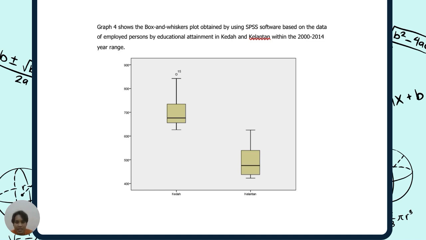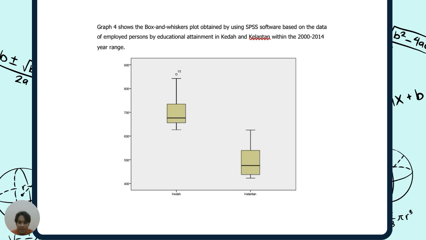On the whisker part, the whisker is the extent from the edges of the box to the smallest and largest values within 1.5 times the IQR. And an outlier is any point beyond the whisker, considered an outlier, which may indicate exceptional cases in employment based on education. So we can compare on the median. On the median, Kedah likely has a median around 700. Yes, and the Kelantan median appears to be lower, indicating potential differences in educational attainment.